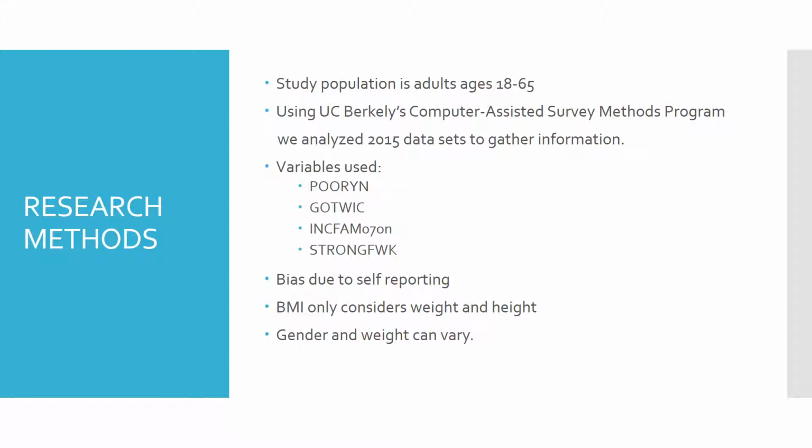GOT-WIC, which is the use of WIC as the independent variable, compared to BMI as a dependent variable. INC-FAM07-ON, which is family income as an independent variable compared to weight in pounds without shoes or clothes, the dependent variable, and STRONG FWK, which is strength training as the independent variable compared to BMI, the dependent variable.